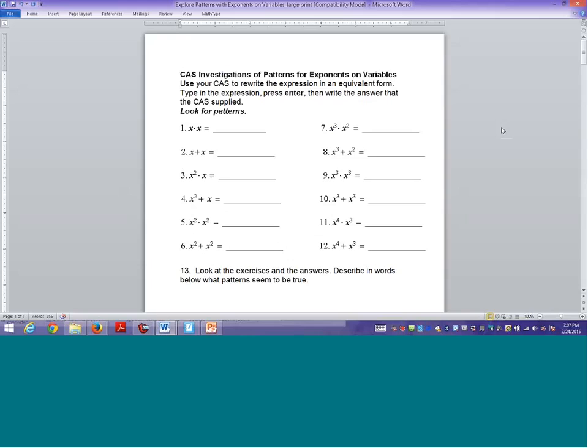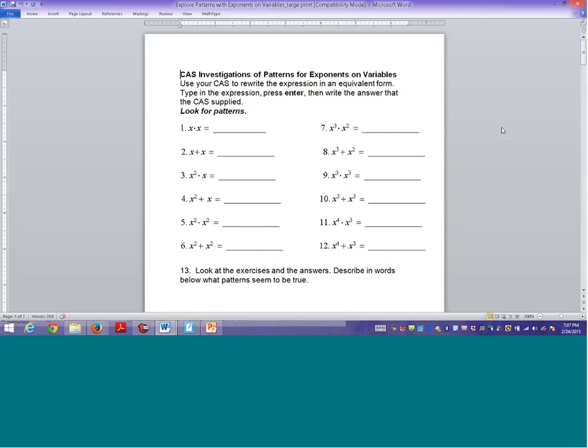This is a worksheet, or as many of you know, I prefer to call them gifts. Worksheet just sounds so awful. This would be a gift I would give my students. And this is a CAS investigation of patterns for exponents on variables. This would be a way to use CAS to help my students discover, investigate, explore the properties of exponents.